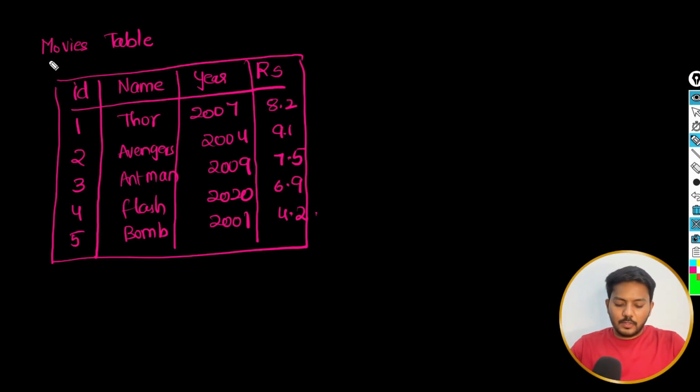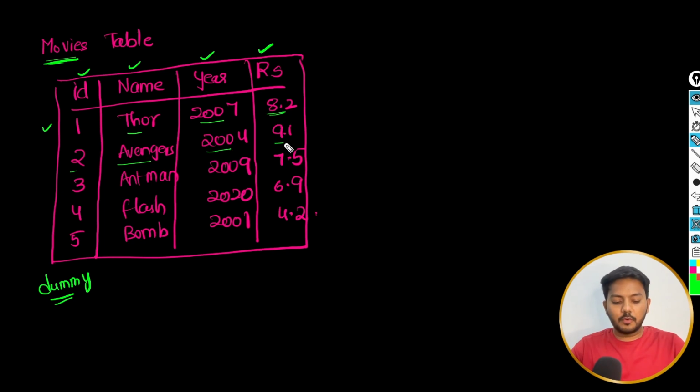Now that we know the movies table, we have four columns: ID, name, year, and rank score. Let's assume this is some dummy data. This is not accurate data. I'm just taking this as an example to explain how you can use case and in which scenario you can use case. So let's say I have the first movie, ID 1, Thor, 2007, and the rank score is 8.2, and then we have 2, Avengers, 2004, and 9.1, and 3, Ant-Man, 2009, and 7.5, likewise.